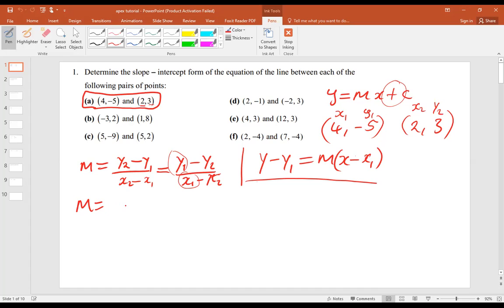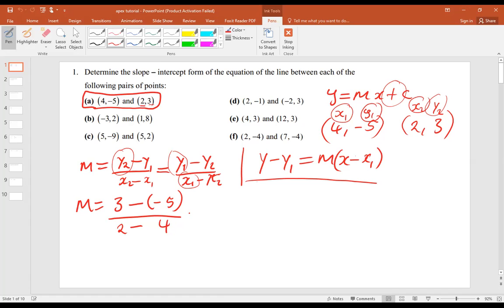So I'm going to say m is equal to, I'll get my y2, which is just here. In this case, I'm going to get 3. I'll put it there and I'll say minus y1, which is just negative 5. So I'll open brackets and put negative 5 there. Then everything over: my x2 is 2. Then we say 2 minus x1, which is just 4. So I'll put 4 there.